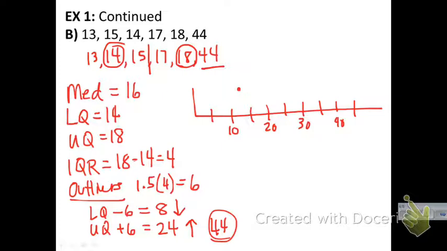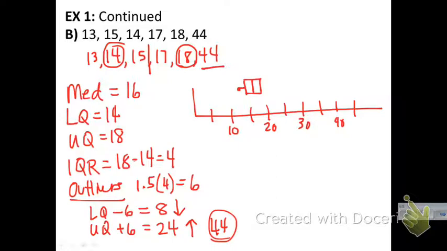The next number is my interquartile range. It's a 14. Not interquartile range, sorry, lower quartile. Then I'm going to graph my median, which is at 16, and my upper quartile, which is at 18. And extend my whisker to the 13 because it is not an outlier.